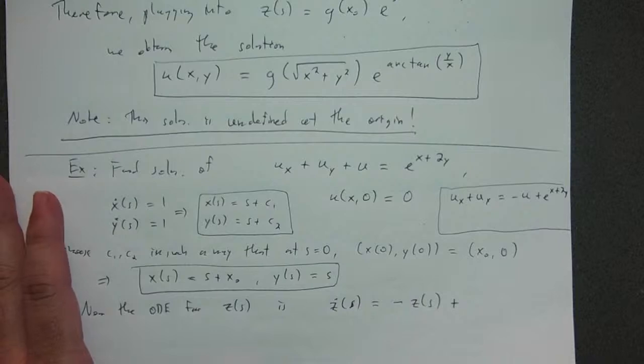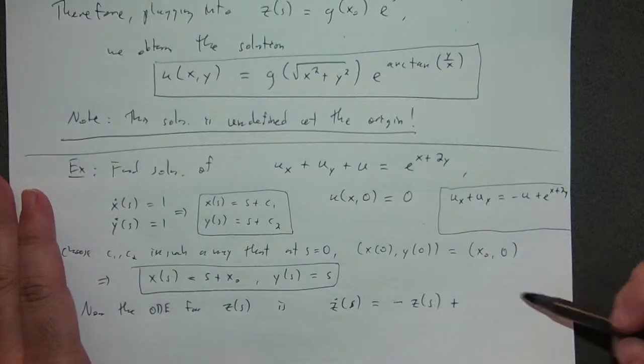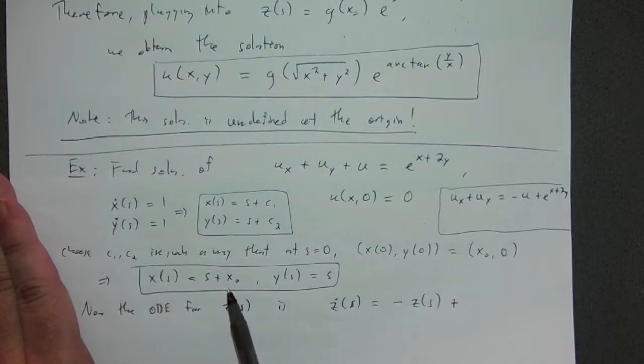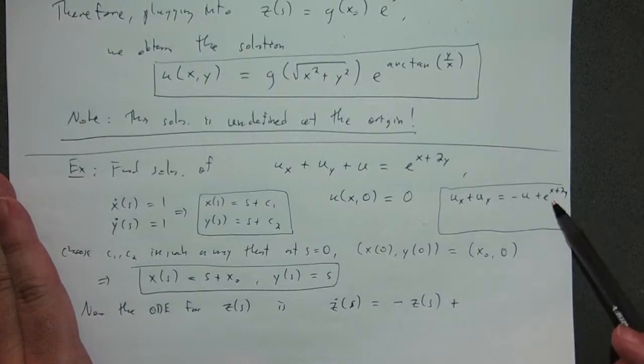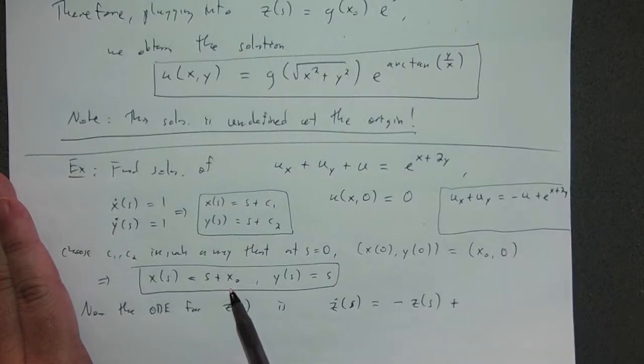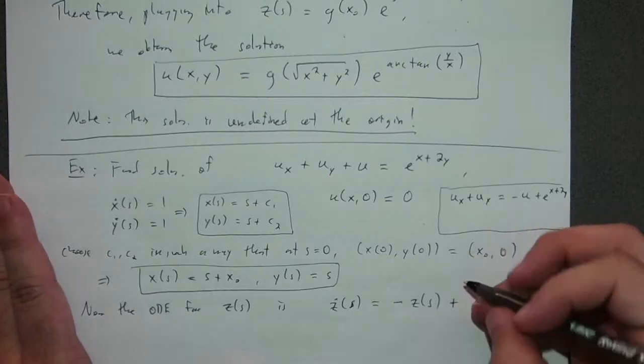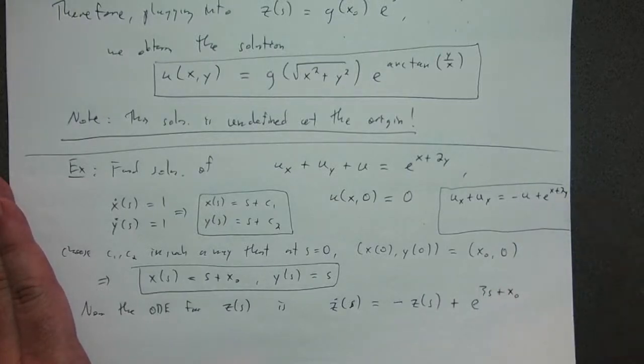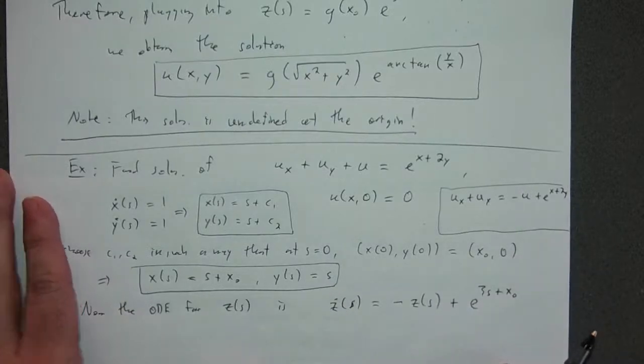Now, here's the thing that I have to remember. x and y can't really show up here, because this is an ODE where the parameter in question is s. It doesn't make sense for x and y to show up as independent variables. So I use the fact that the characteristic has this form: x is s plus x naught, and y is s. And so e to the x plus 2y becomes e to the s plus x naught plus 2 times s. So that's s plus 2s plus x naught, so that's 3s plus x naught. So this is plus e to the 3s plus x naught. All I've done here is take x plus 2y, and for x I've put in s plus x naught, and for y, I've put in s. And so this is what I get.